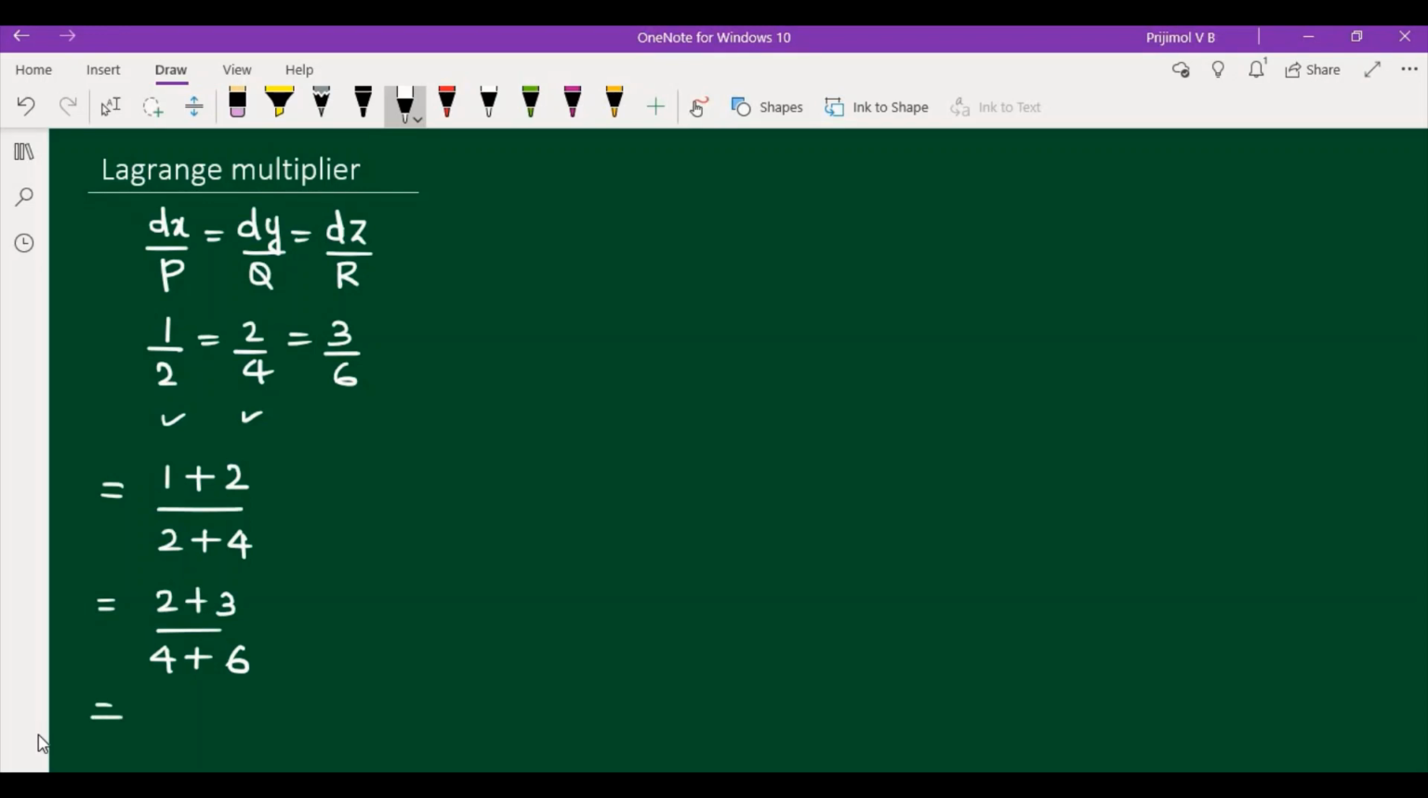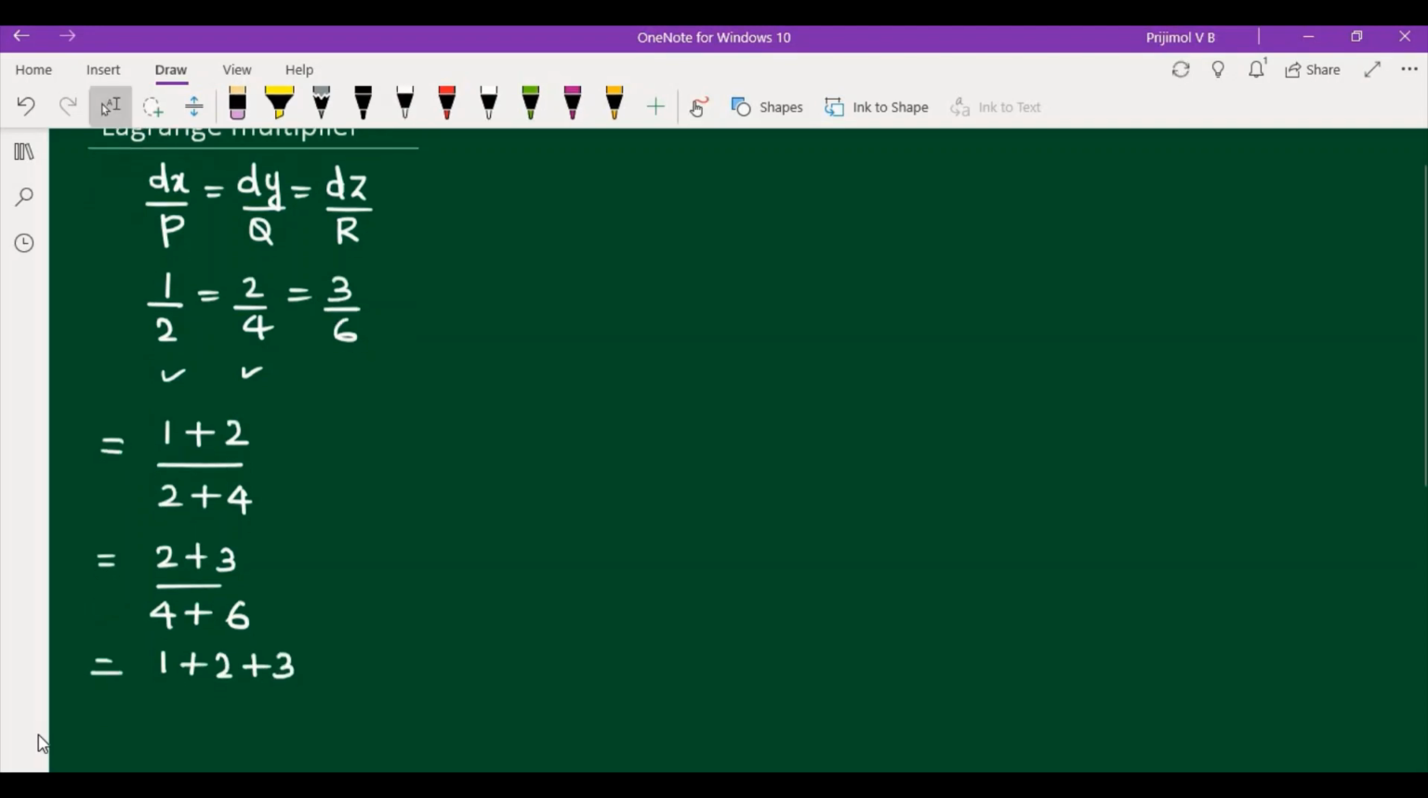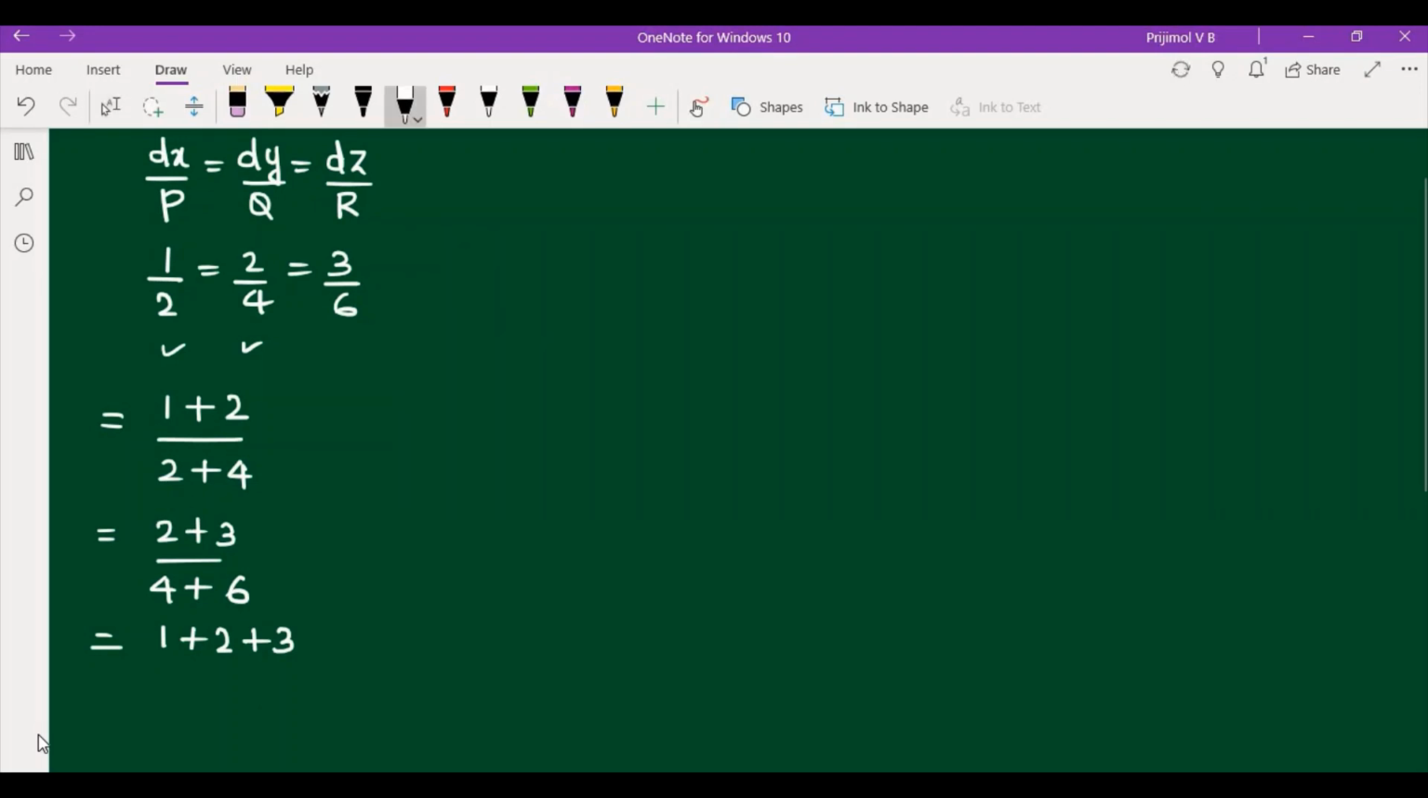Say I am adding all the three ratios in the numerator as well as the denominator. So 1 plus 2 plus 3 divided by 2 plus 4 plus 6, which is again 6 by 12, which is nothing but 1 by 2.